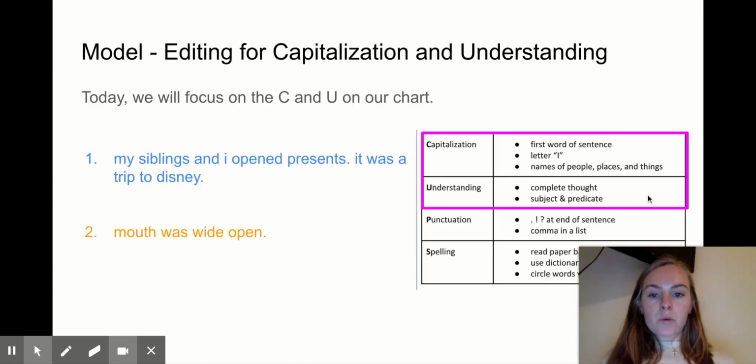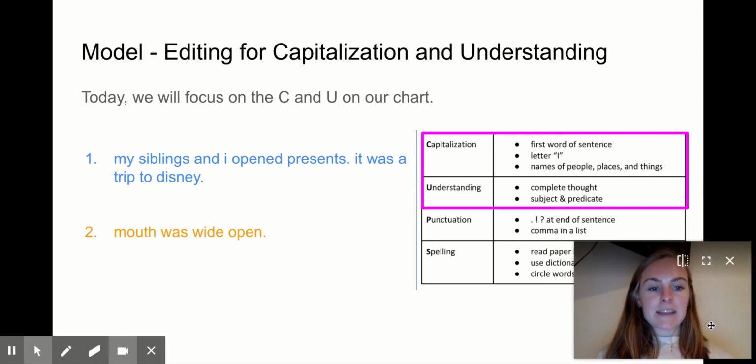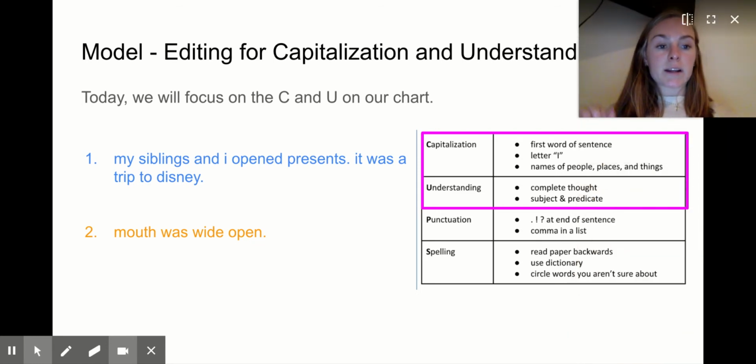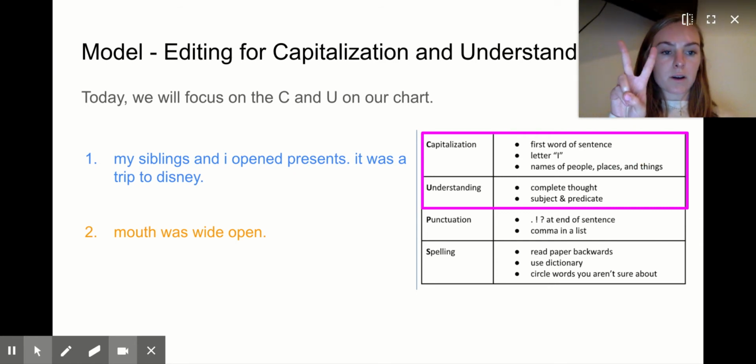Now, when we think about editing, we need to think about CUPS. We need to think about capitalization, understanding, punctuation, and spelling. That stands for CUPS. Today, we are going to be focusing only on 2 of the CUPS. We're going to focus on capitalization and understanding.